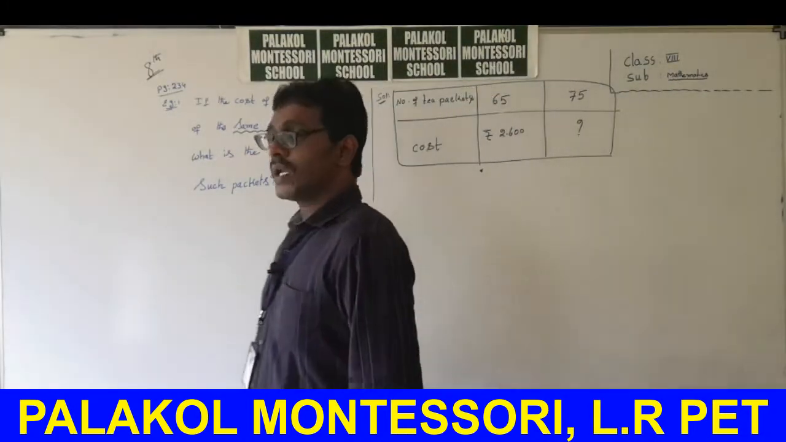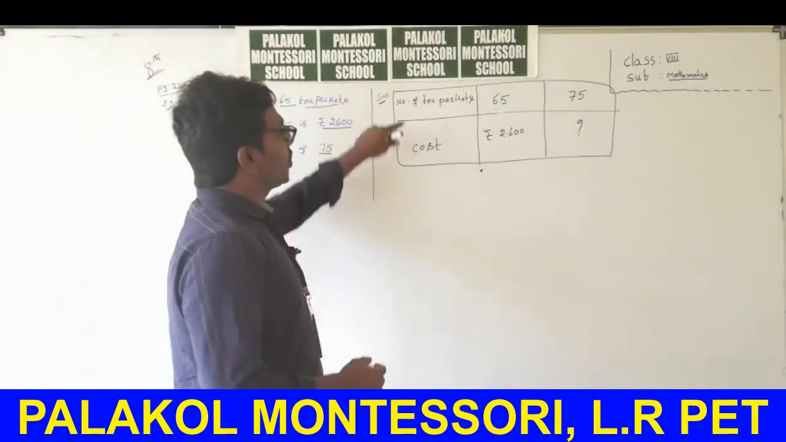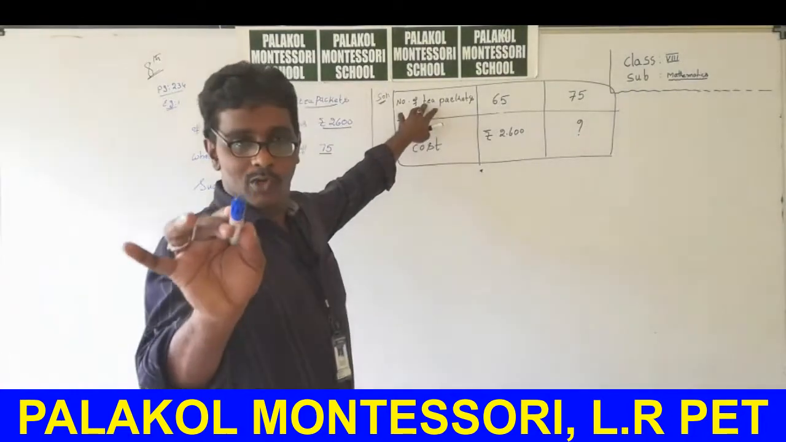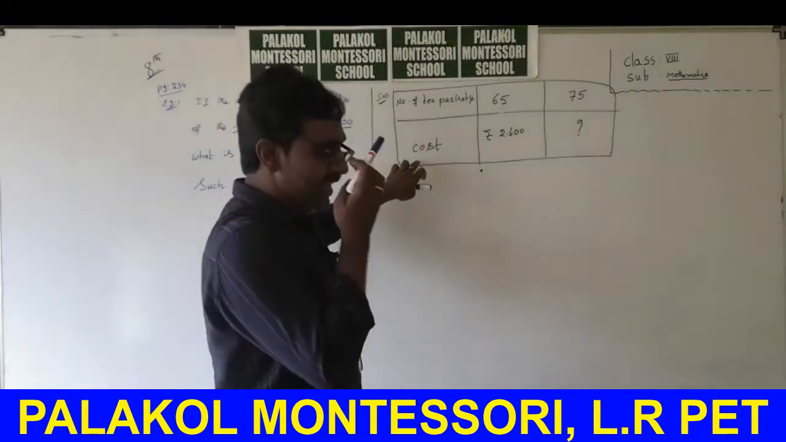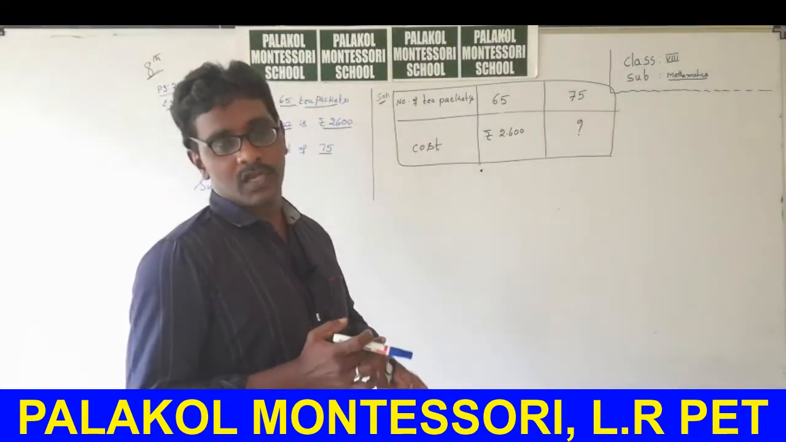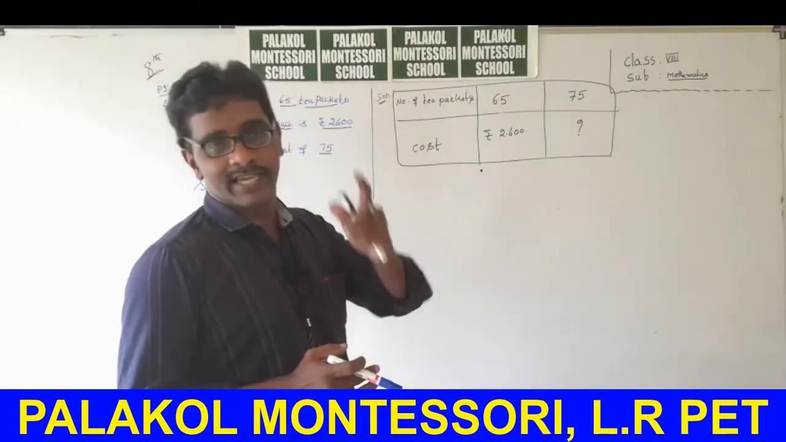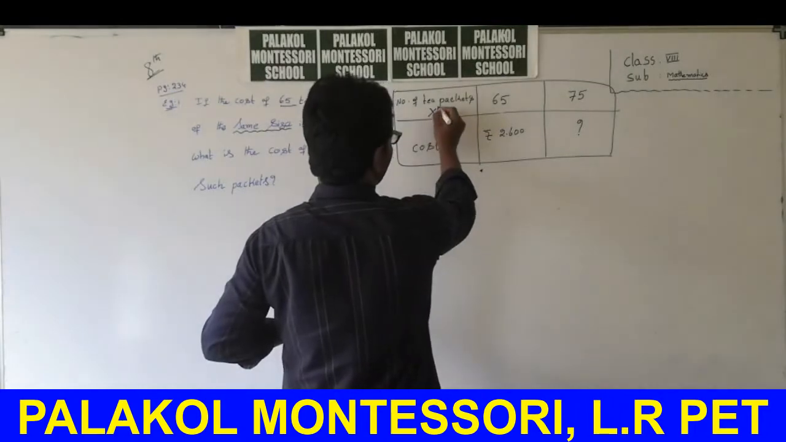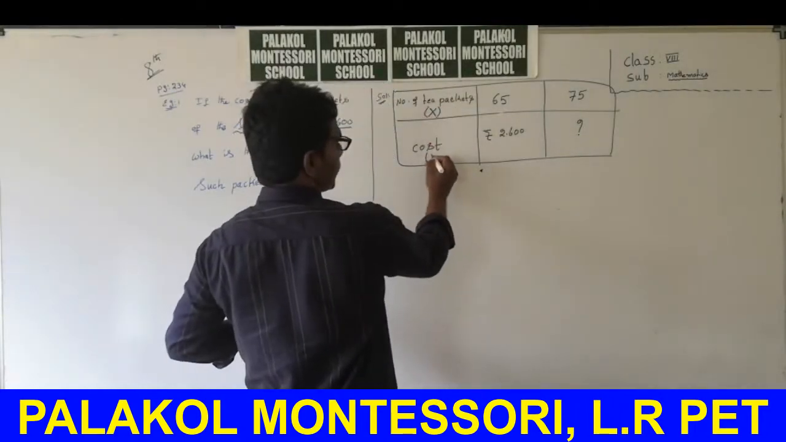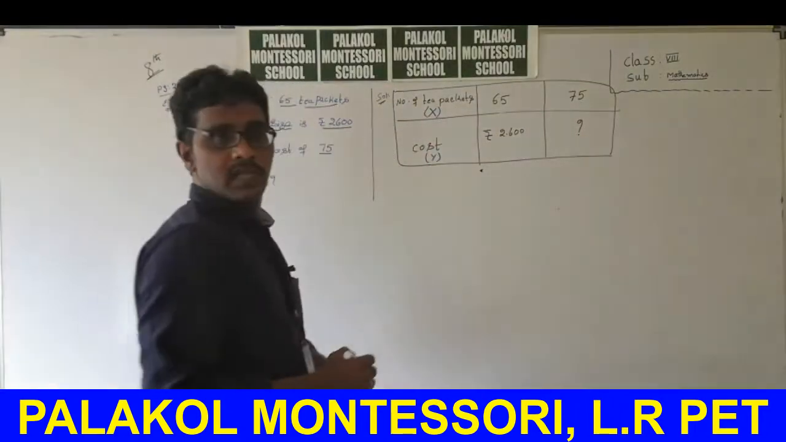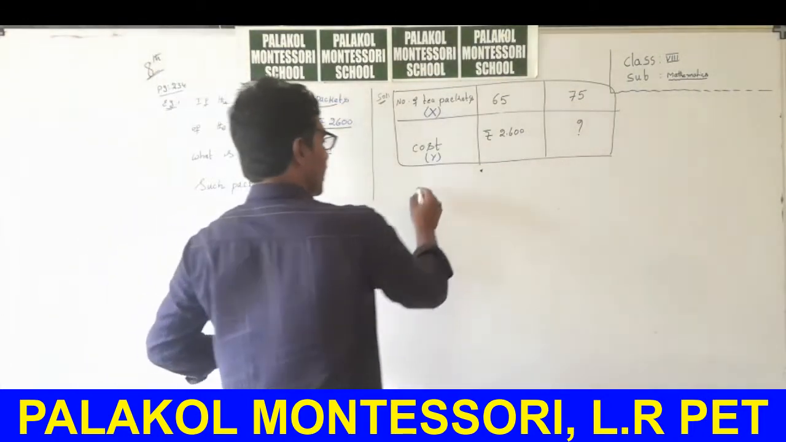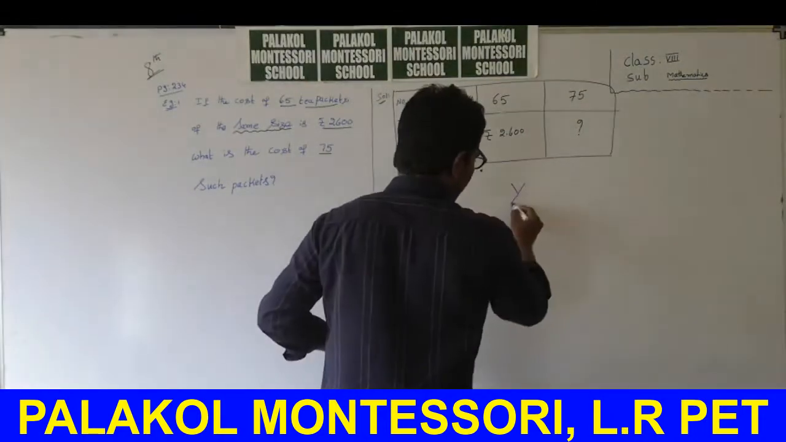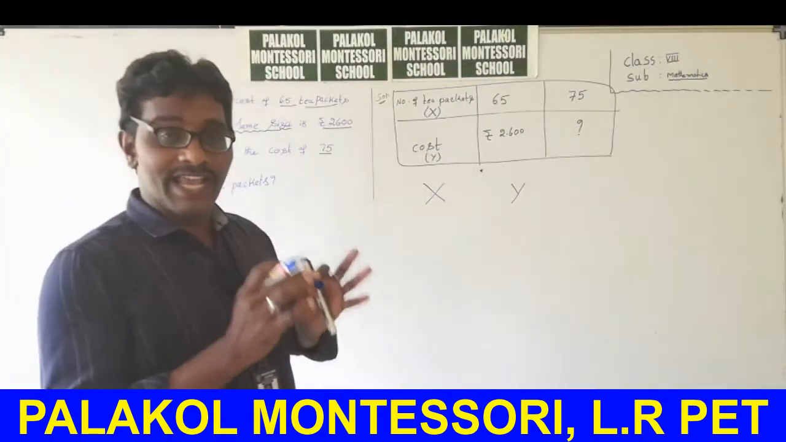Guys, just observe, here two quantities are there. The number of tea packets is one of the quantities you are considering. The second one is cost, the cost of the tea packet. So the tea packets you say X, and the cost you say Y. So how many quantities are there? Two quantities, one is X, another is Y. What is the relation of X and Y?